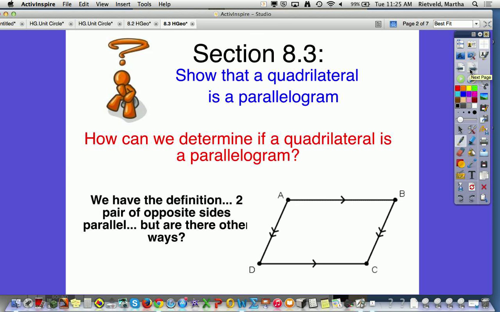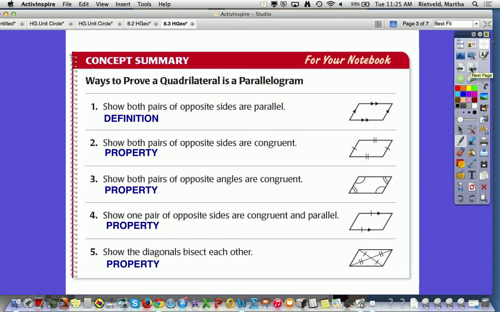8.3, in this lesson we're going to show that a quadrilateral is a parallelogram. So we know by definition that if you had two pairs of parallel sides, you would have a parallelogram. We also know by all the properties whether or not we have a parallelogram or not. And all the properties are listed on this page. So you might want to stop the video and write down the properties on this page. Or maybe you want to write down what you didn't already know.